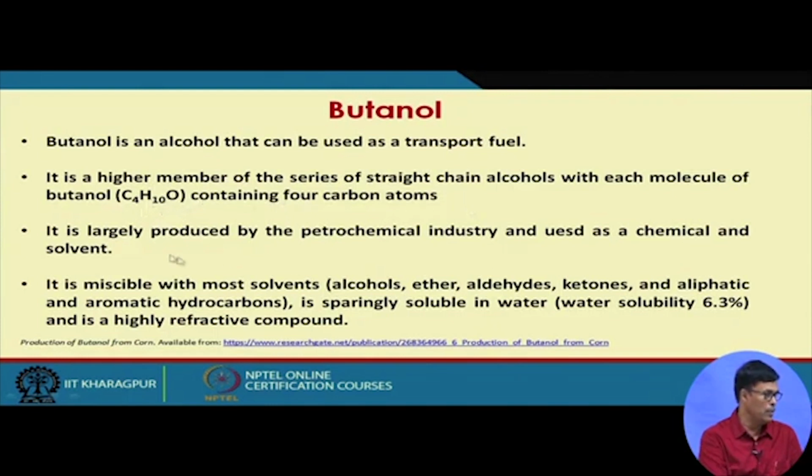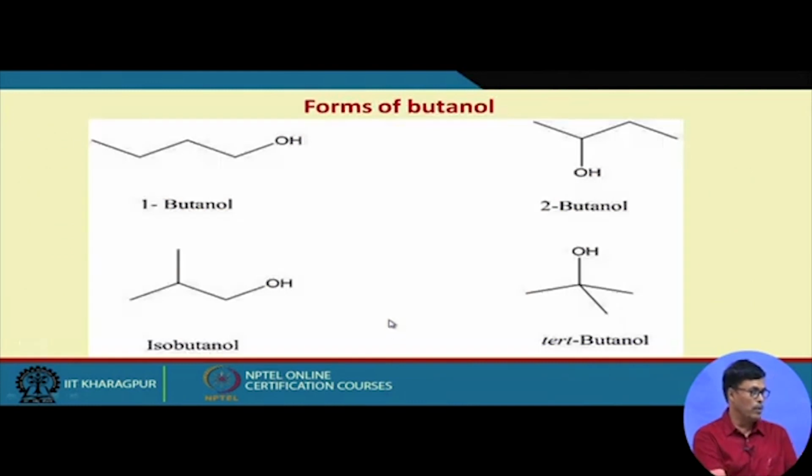It is largely produced by the petrochemical industry and used as a chemical and solvent. It is miscible with most solvents like alcohol, ether, aldehyde, ketones and aliphatic aromatic hydrocarbons. It is sparingly soluble in water. Water solubility is only 6.3% and it is a highly refractive compound. Now, chemically it looks like this. This is the 1 carbon, 2 carbon, 3 carbon and 4 carbon, and this is the wedge group at the end. We have 1-butanol, 2-butanol, isobutanol, and tertiary butanol.